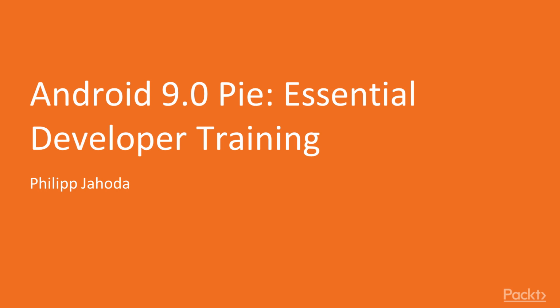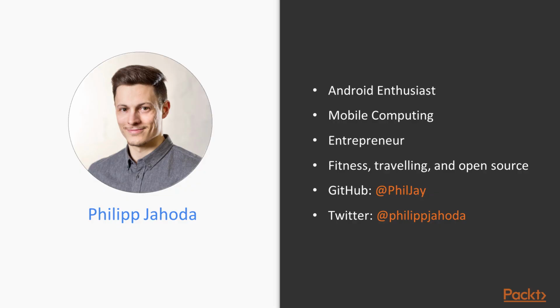My name is Philip Jahoda and I'm the author of this course, and before we have a look at the course overview, I want to tell you a little bit more about myself. I've been working in Android development for about 8 years now. I started developing Android using Java. More recently, since about the beginning of 2018, I switched over to Kotlin, and ever since then I have exclusively used Kotlin for my Android development work.